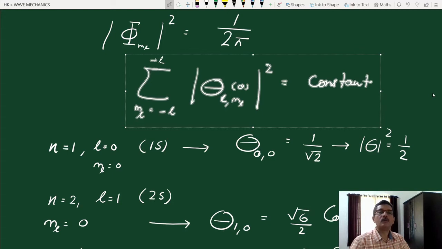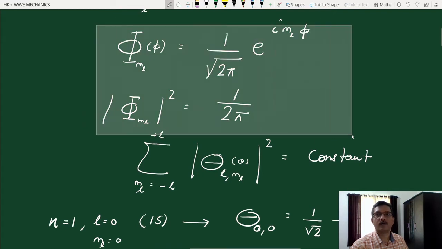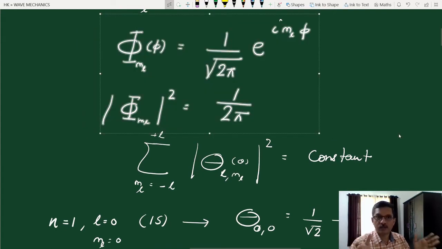So let us see how this mod theta square, this angular probability density, varies with the polar angle. It doesn't vary with the azimuthal angle because the capital phi, the azimuthal wave function, is the only wave function that depends on the azimuthal angle, and mod phi square we have already seen is a constant here. The azimuthal wave function is like 1 by root 2 pi e raised to i ml phi. So mod phi square is 1 by 2 pi, it's a constant.